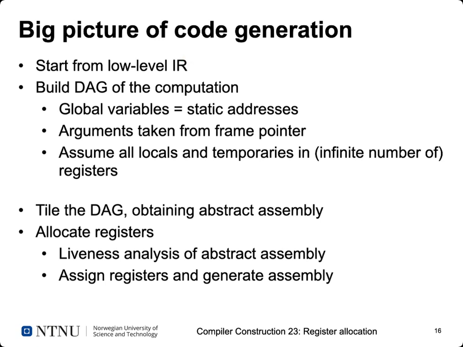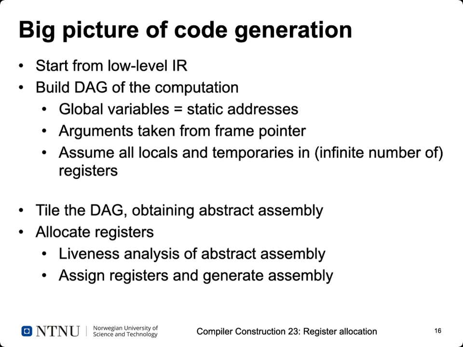Then, as we've seen in our previous lecture, we build a DAG of the computation where global variables are static addresses, where arguments are taken from the frame pointer, and where we assume that all local variables and temporary variables are in an infinite number of registers first. So that's what we do for building our DAG of the computation. And then we're tiling the DAG to obtain the abstract assembly.